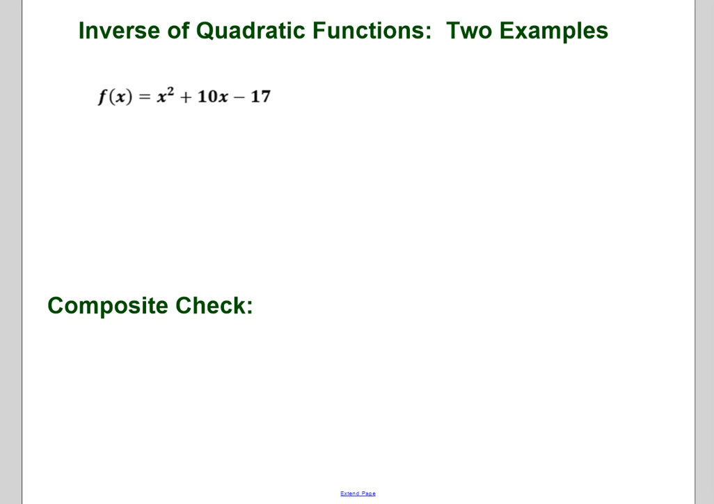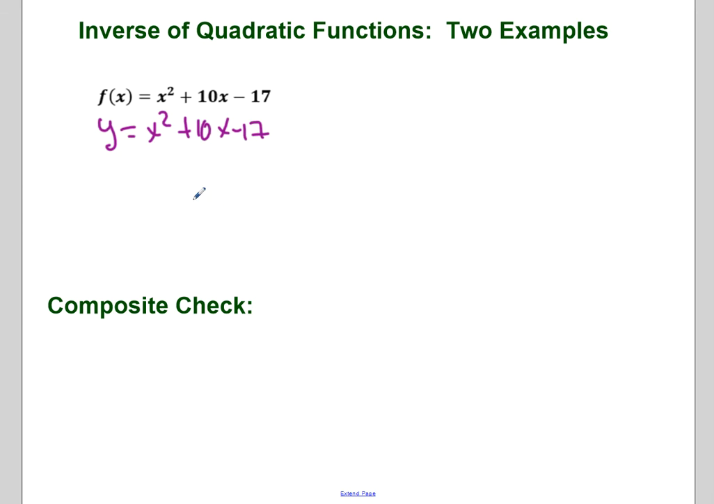A couple of inverse of quadratic function problems real quick. So let's get started. The first one is x squared plus 10x minus 17, and I want to find the inverse. Well, let's get started. y is equal to x squared plus 10x minus 17.